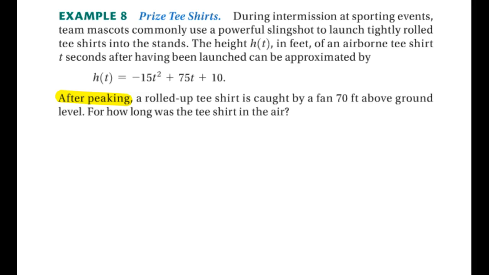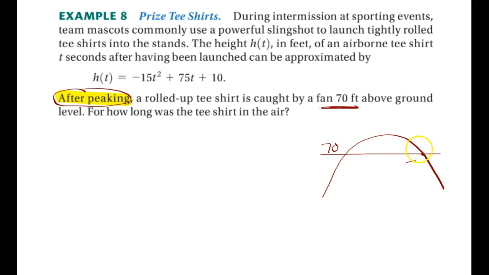How about it? So first of all, I've got a formula of a ball going up into the air and coming back down. After peaking, the t-shirt's going to come down and a fan is going to catch it. So it looks like someone's shooting a t-shirt up in the air, and the fan is going to catch it right here, maybe at 70 feet. So hopefully the t-shirt goes above 70 and comes back down. But it looks like there might be two solutions of where it's 70. Let's go find out where the height is 70 by setting 70 equal to this.